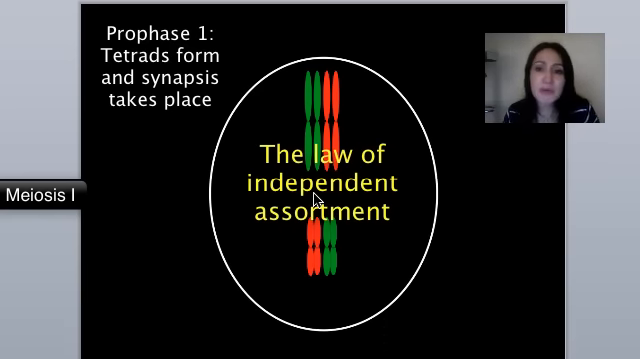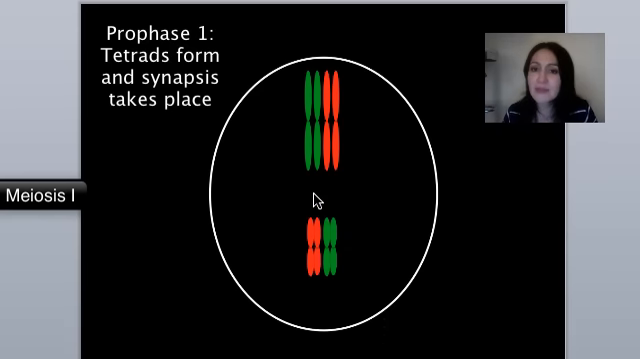So independent assortment is the idea that the chromosomes will orient themselves independent of each other, so that you could get dad's, like this one is not dependent on these chromosomes here. You might get dad's here and then mom's here. So that's independent assortment, and that helps with genetic variation.